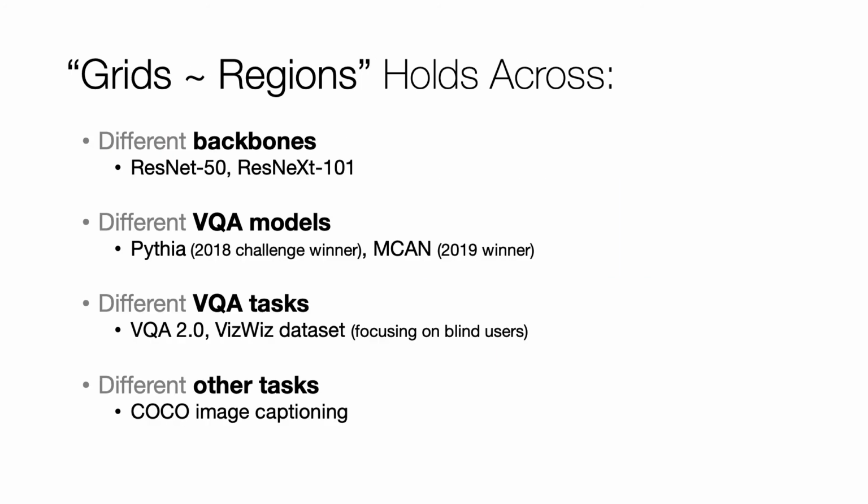Our findings are generalizing quite well. Beyond the basic setups, we also tried different backbones, different VQA models, for example, also the 2019 VQA Challenge winner MCAN, different VQA tasks, for example, with a dataset that focused on blind users, and different other tasks like image captioning. And on all of them, we find grid features and region features are similar in performance. Please see more details in the paper if you are interested.